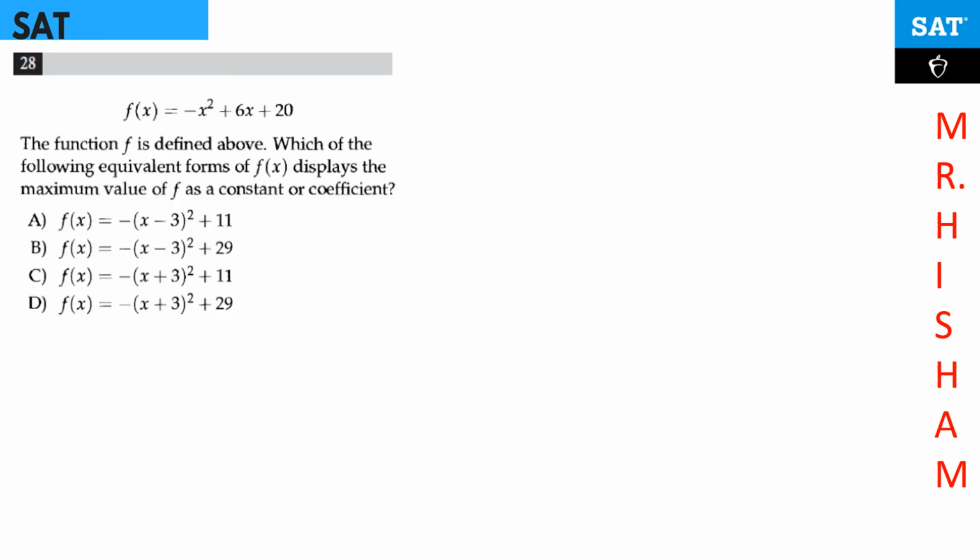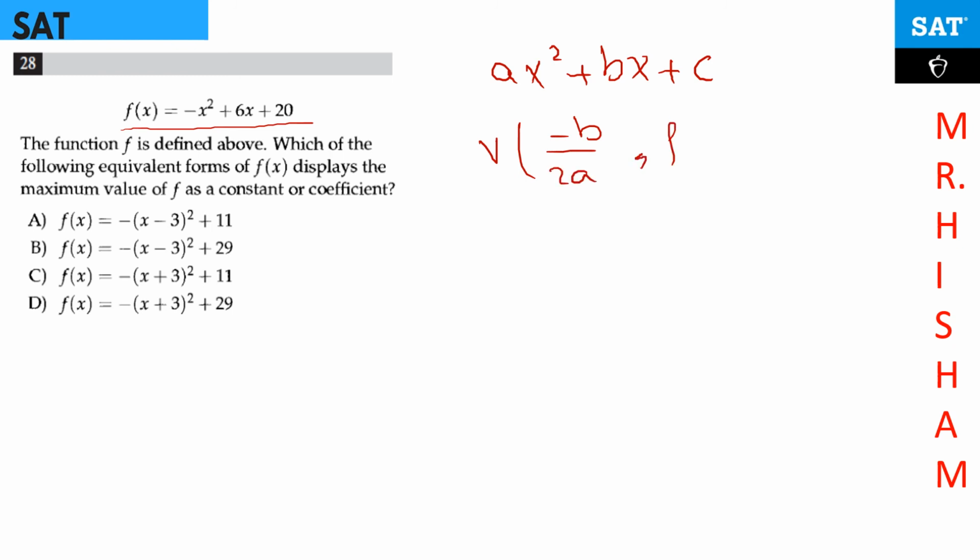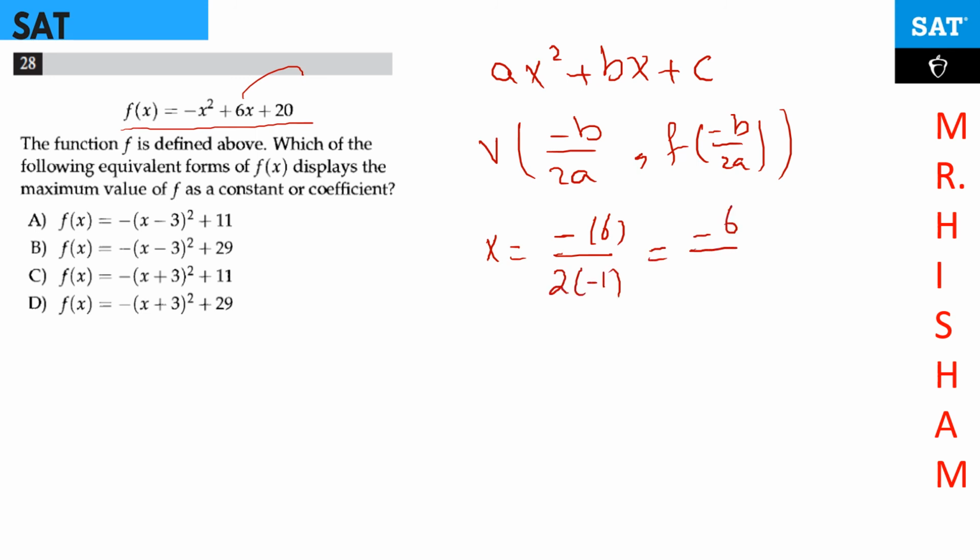So f of x is equal to -x squared plus 6x plus 20. This is the general form ax squared plus bx plus c. If I wanted to find the vertex of the general form, it's -b over 2a. So the x coordinate is negative, and the b here is 6, and 2a is 2 times -1. So it's -6 over -2, -b over 2a, so it is equal to 3.